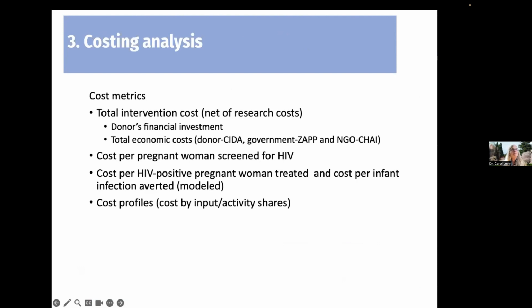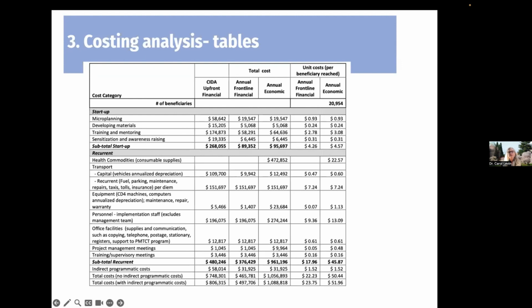Very quickly, the cost metrics, you won't be surprised to see these are total intervention costs. We exclude research costs. We can talk about that. We were interested in the donor's financial investment in this case, which was the Canadians, and the total economic costs. So the donor, just financial costs, the government was the ZAP, and the NGO was CHI. We wanted to understand the cost per pregnant woman screened, cost per HIV positive woman treated, and infant treated, and cost profiles.